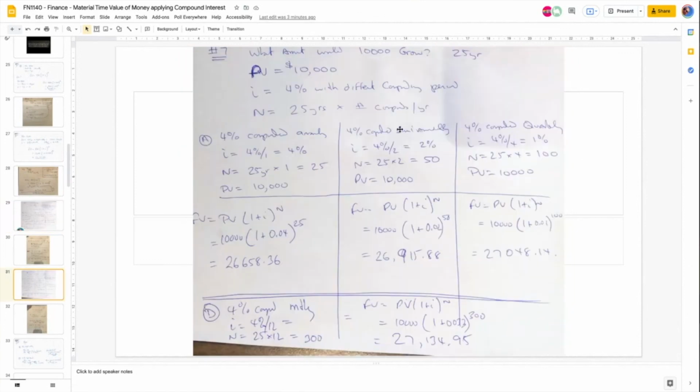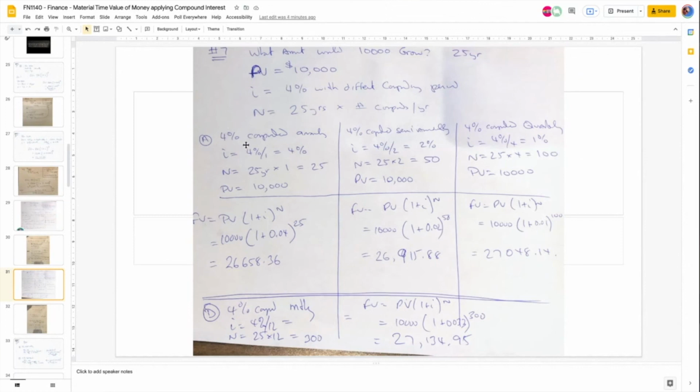Number 7, we really had a similar situation. What would $10,000 grow to over the course of 25 years, provided we had different scenarios of interest? So our interest rate, or I, is 4%, relative 4% annually. We got different compounding periods in each one, and the total number of years is 25 times the number of compounding.